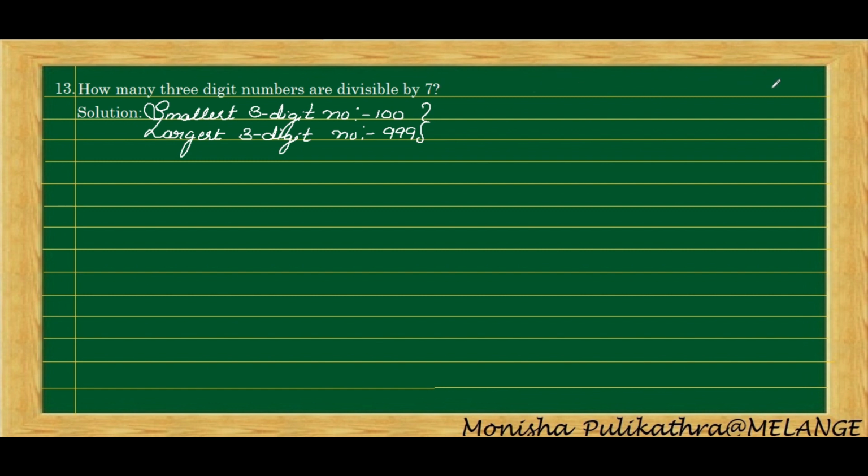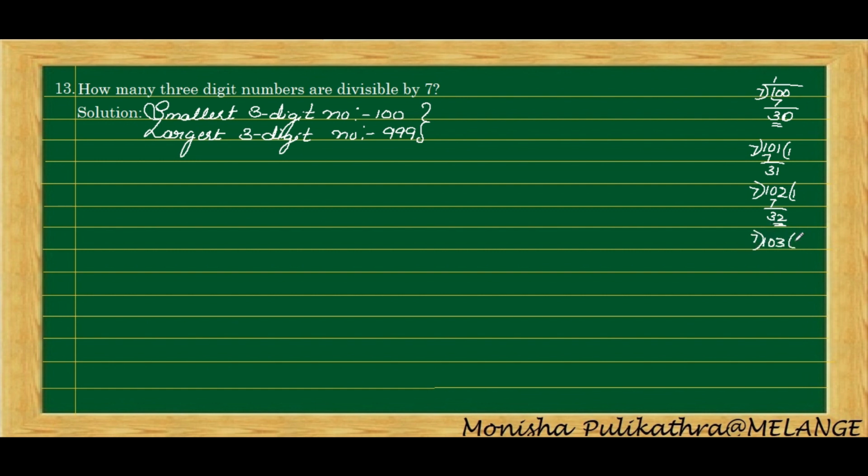So we first try to divide 100. 7 ones are 7, so 30 is not a multiple of 7. So we can't divide 100 by 7. Next, 101. Again, 31 can't be divided by 7. So like that we need to check which is the first 3-digit number which is divisible by 7. 32 is also not divisible by 7.